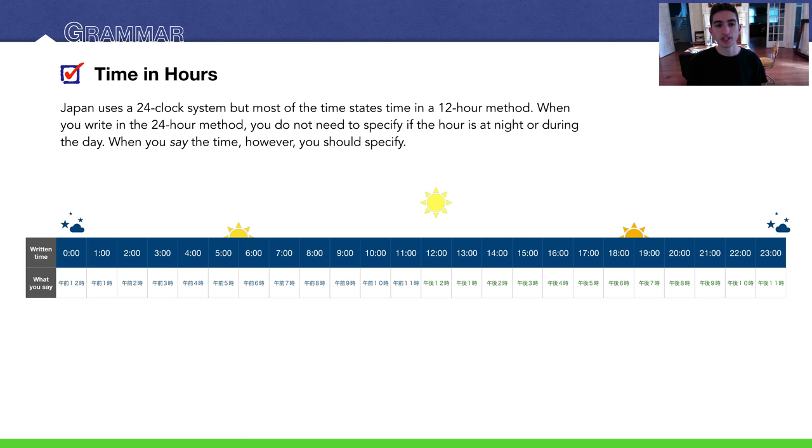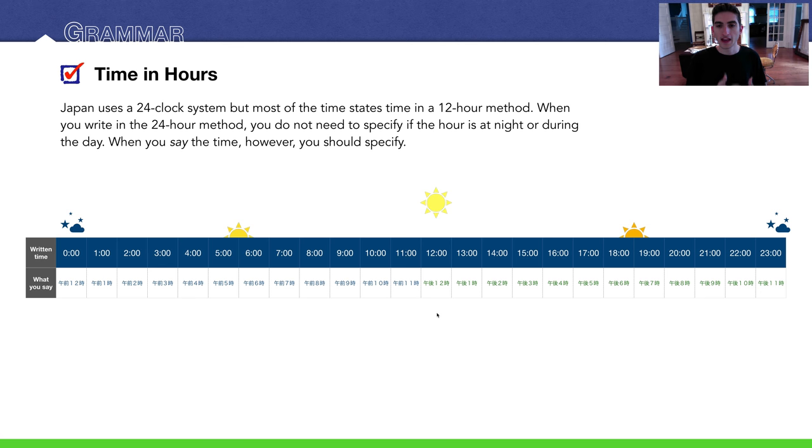All right, I want to talk a little bit about how time is told in Japan. Japan uses a 24-hour clock system when they write time. When they say time, however, it's usually, normally, a 12-hour system. So what you see and what you say sometimes don't match up. You'll notice here their clock starts at what looks like 0 o'clock, but they don't say 0時, they say 午前12時 or 夜12時, 12 at night. And then 1, 2, 3, all the way up to 12, noon, is normal, okay?